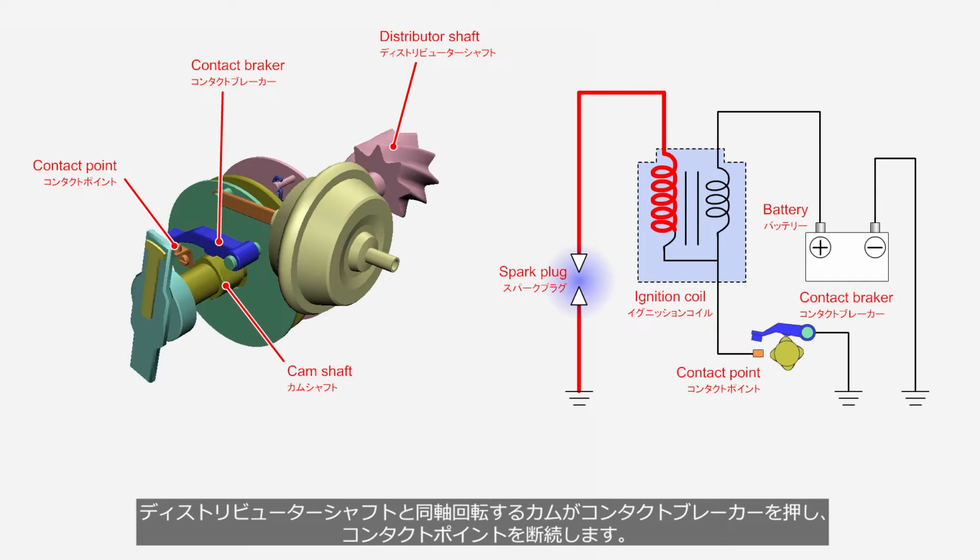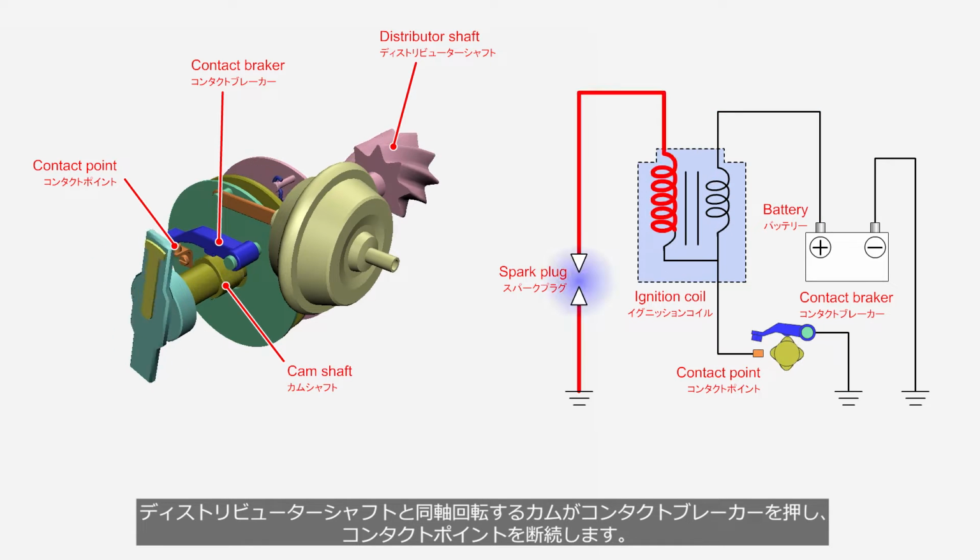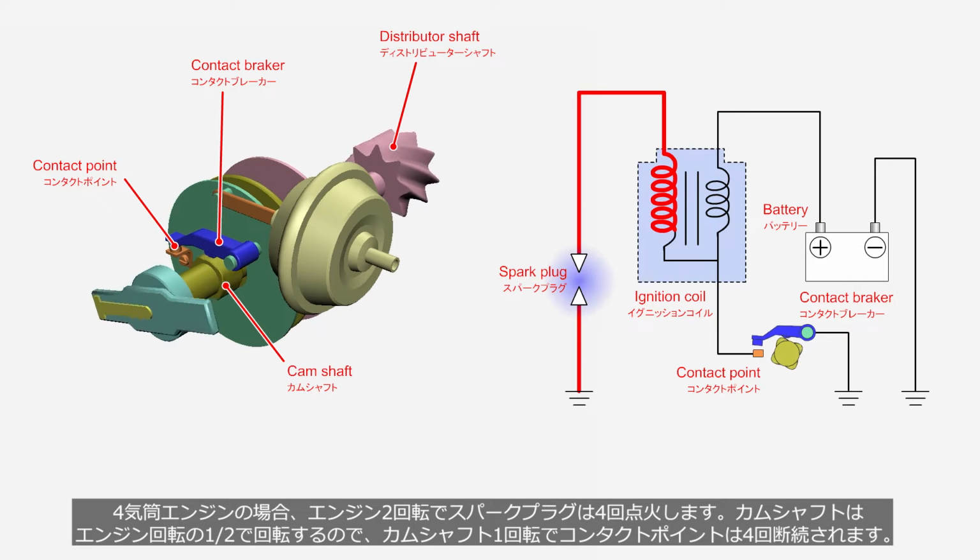The cam, which rotates coaxially with the distributor shaft, pushes the contact breaker and disconnects the contact point. In the case of a 4-cylinder engine, the spark plug ignites 4 times per 2 engine rotations. The camshaft rotates at half the engine speed, so the contact points are disconnected 4 times in one camshaft rotation.